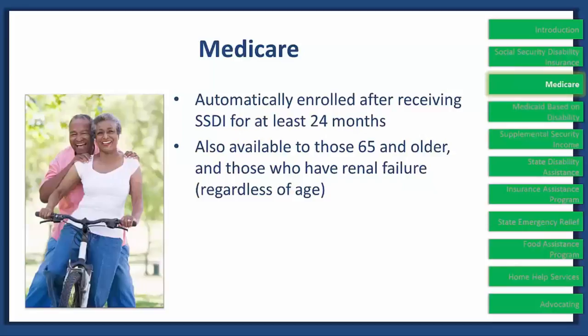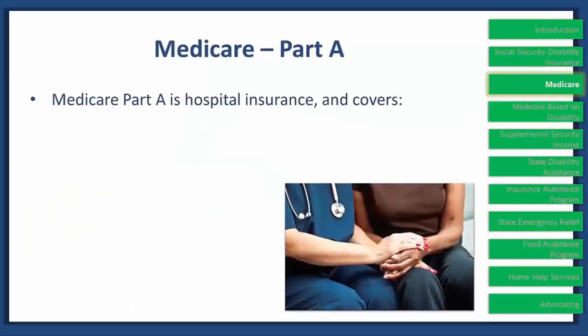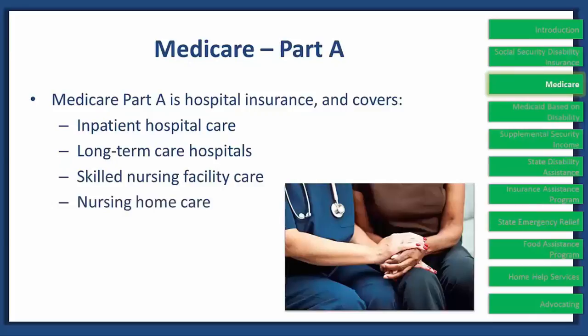If you have a client who is in renal failure, the client's dialysis social worker will take care of getting the client signed up for Medicare. There are 2 parts to Medicare: Part A, which is hospital insurance, and Part B, which is medical insurance. Let's take a look at what Part A covers: inpatient hospital care, long-term care hospitals, skilled nursing facility care, nursing home care, hospice, and home health services.